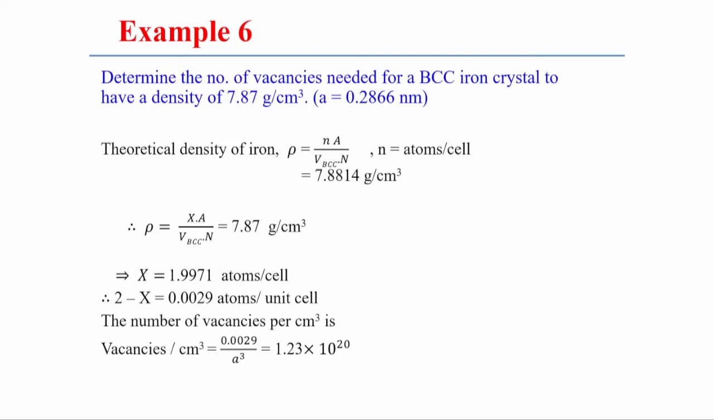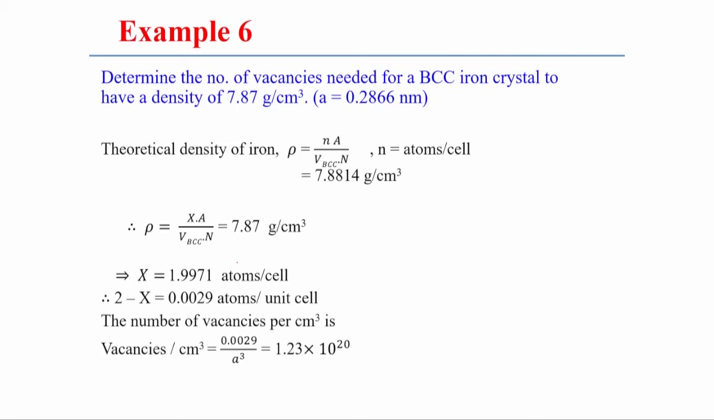So to look into that, assume that x number of atoms exist per unit cell to compensate for the presence of vacancies within the unit cell. Once we do that, rho equals x A over V_c N_A, and the density rho is given here. From here we can simply calculate the x value. Once x is estimated, it is 1.9971 atoms per cell.